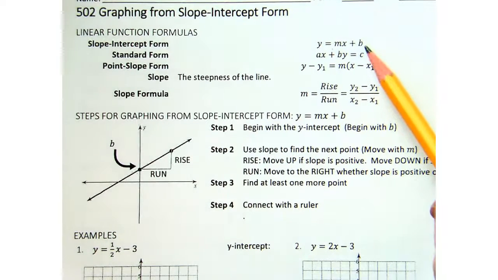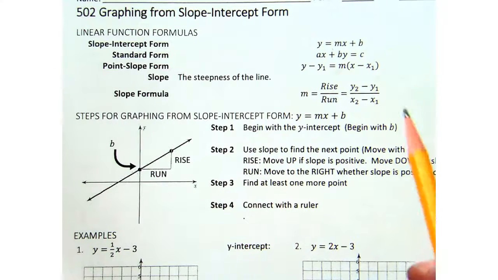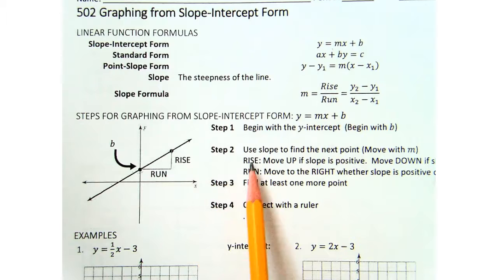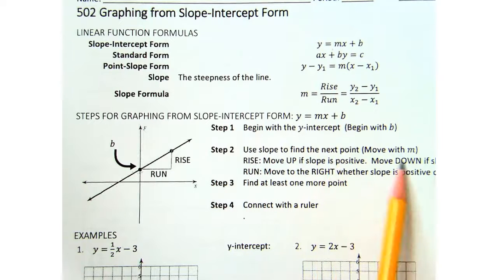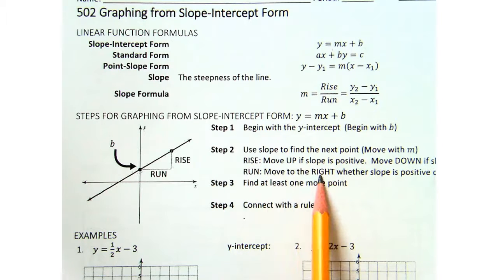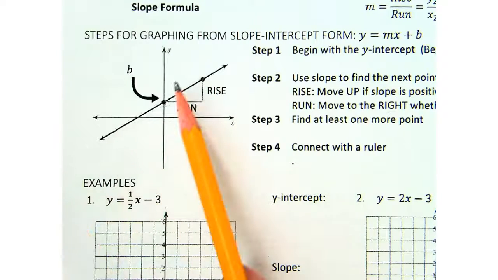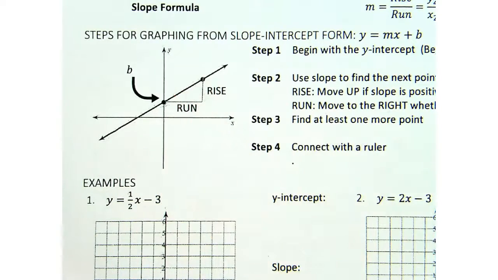To use this method, we begin with b. We begin with the y-intercept. We then move with the slope. Up and right is if we have a positive slope. Down and right is if we have a negative slope. Then we draw our line by connecting the dots with a ruler. Okay, let's begin with an example.